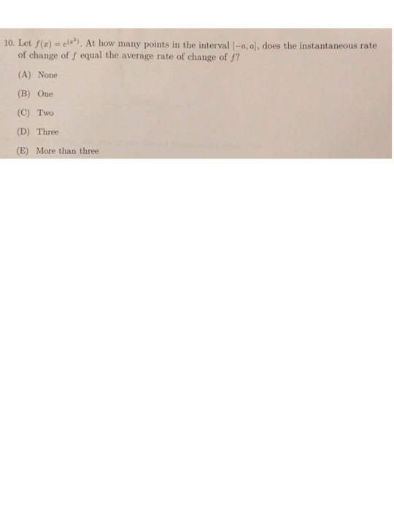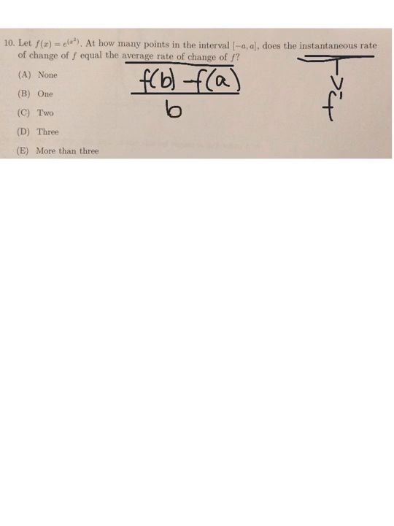Okay, so we need to remember that instantaneous rate of change is just a fancy way of saying f prime. And average rate of change means f of b minus f of a over b minus a. Now we did that, I think, in sample exam number 1. So it says, at how many points in the interval from negative a to positive a does the instantaneous rate of change equal the average rate of change? So I'm going to set those equal to each other.